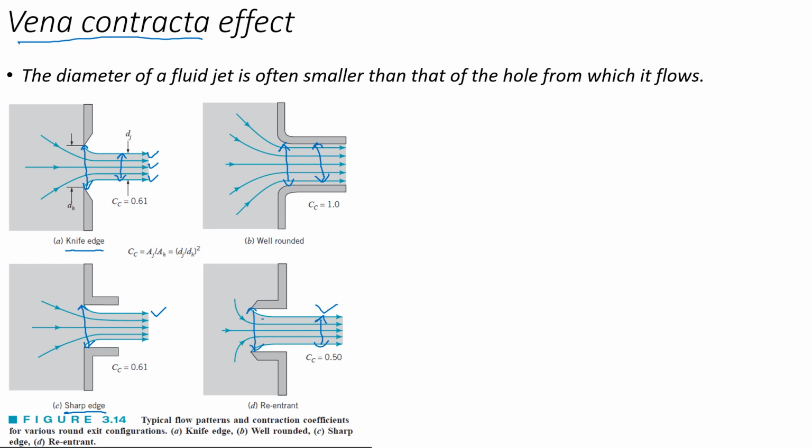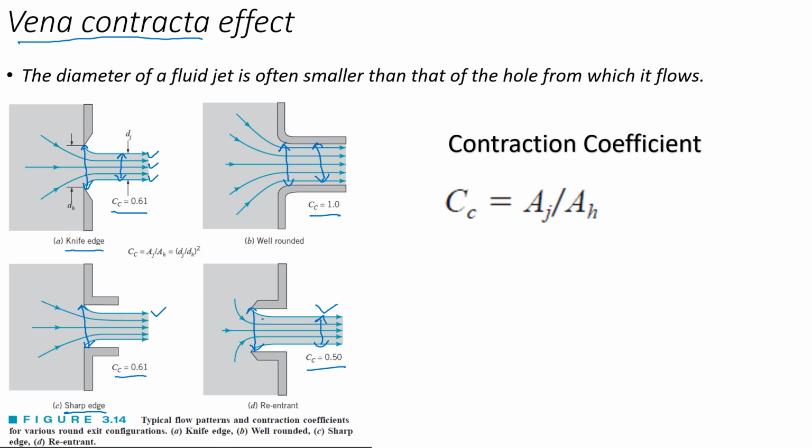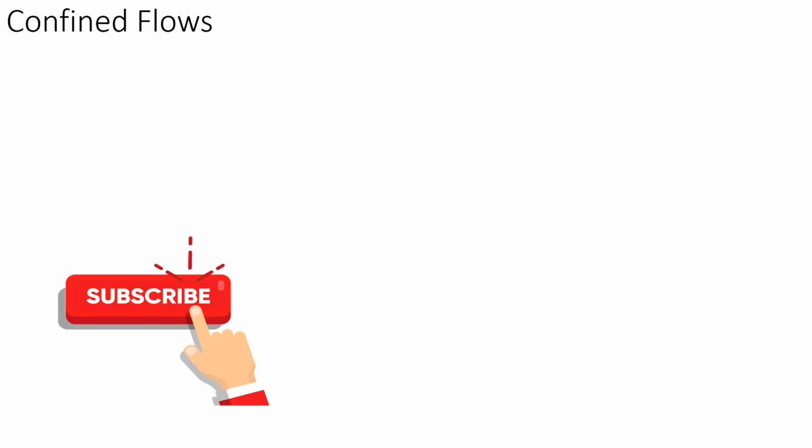So we have a formula through which we can compute the vena contracta effect, and that formula is the contraction coefficient, which can be used to see the vena contracta effect in a jet flow situation. Here, as you can see, the contraction coefficient Cc is 1 because the jet diameter and the hole diameter are the same. Whenever this ratio is less than 1, it means that the vena contracta effect is occurring and the jet diameter is less than the hole diameter. This is a phenomenon that occurs when a jet flows.